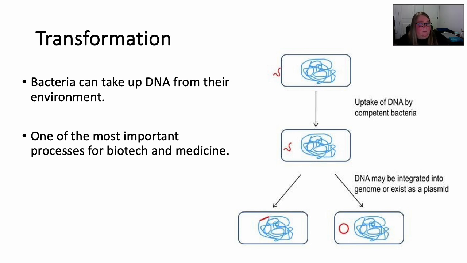So a lot of times when we're talking about transformation, bacteria are going to naturally take up DNA from their environment. We use this all the time in biotechnology and medicine. In fact, I'm very, very grateful for this whole process because this is how we make human insulin now. We use transformation to do that. We use plasmids in order to get E. coli to make insulin for us.